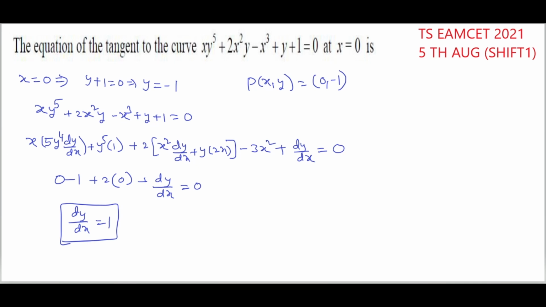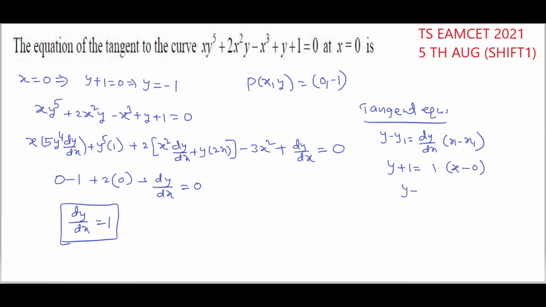And now we find the tangent equation. We know that y - y1 = dy/dx into (x - x1). So y - y1, that is y + 1, is equal to dy/dx, which is 1, into (x - 0). So y + 1 = x. So y = x - 1. This is the tangent to the given curve at x = 0.